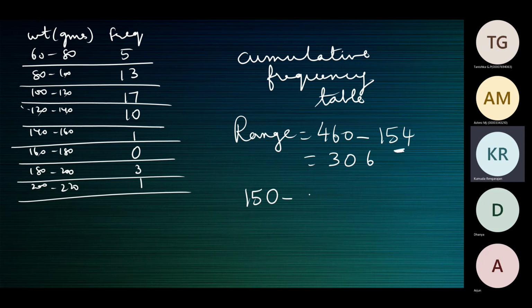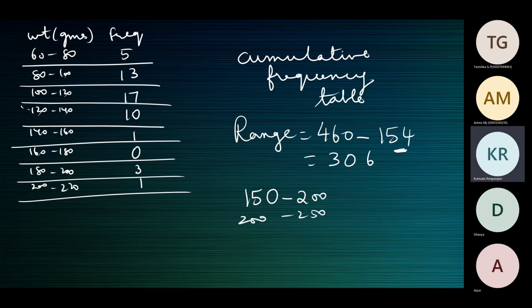The length of the class interval should be 50. 150 to 200. Because it is given that the length of the class interval should be 50. And why do we start from 150? Because the smallest value is 154. So we'll start from the lowest or the closest value to 154, which is 150. So 150 to 200, 200 to 250, go on like that.